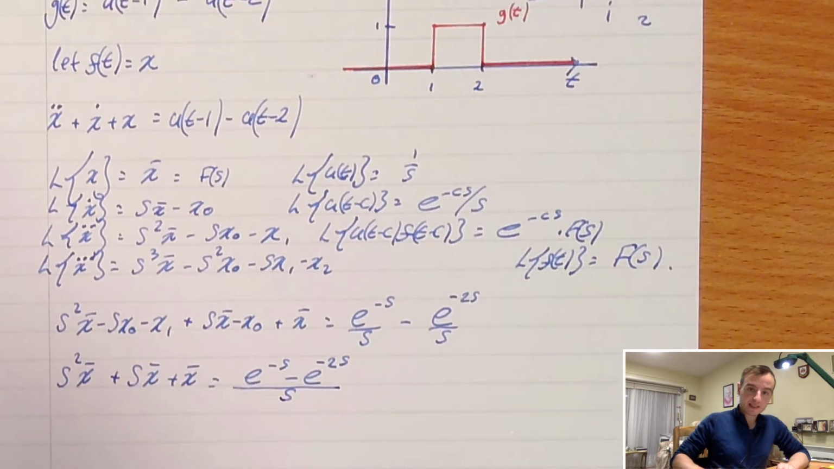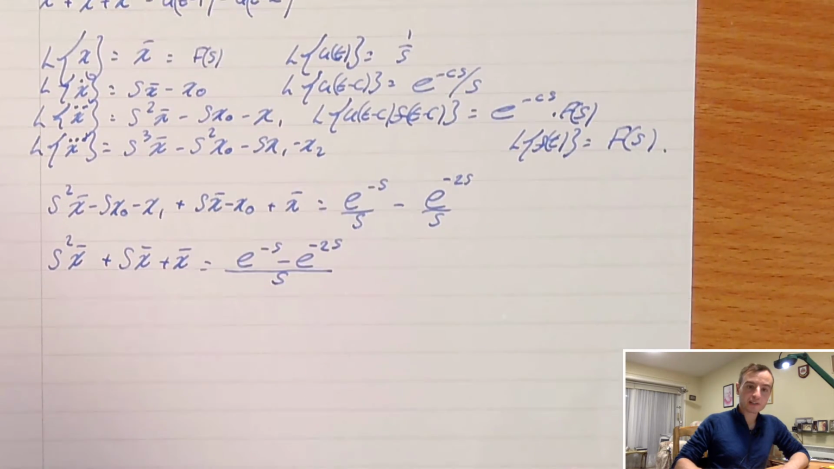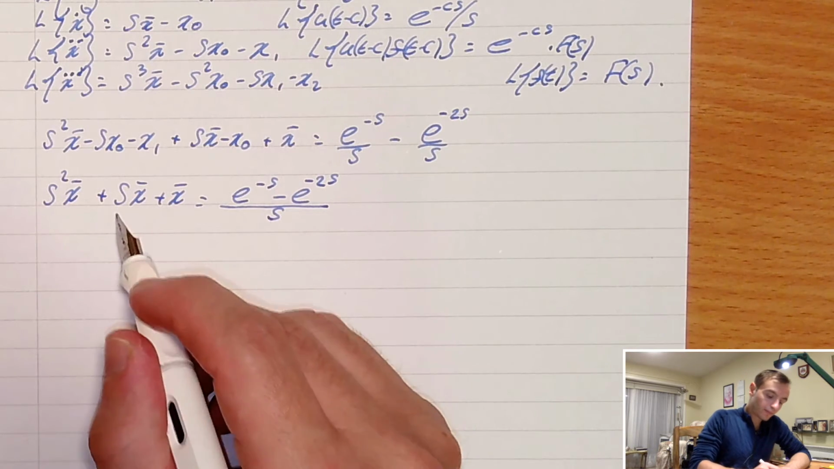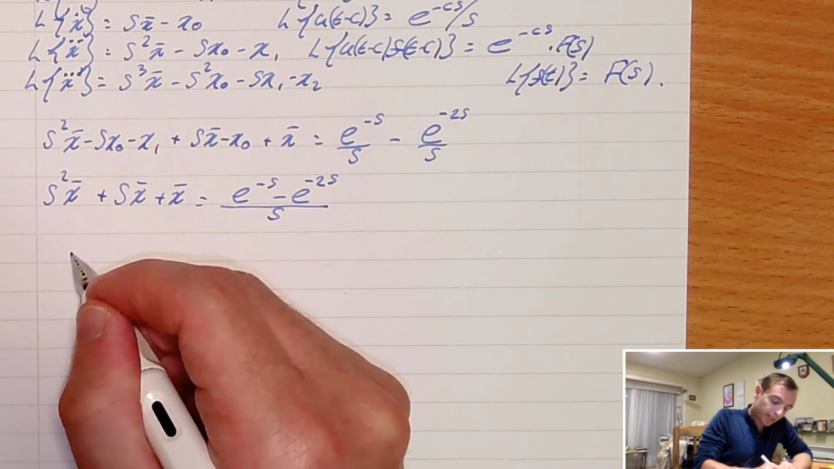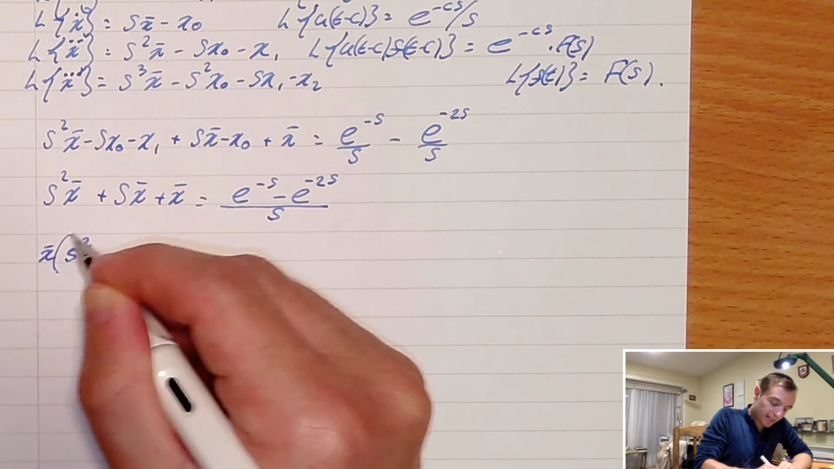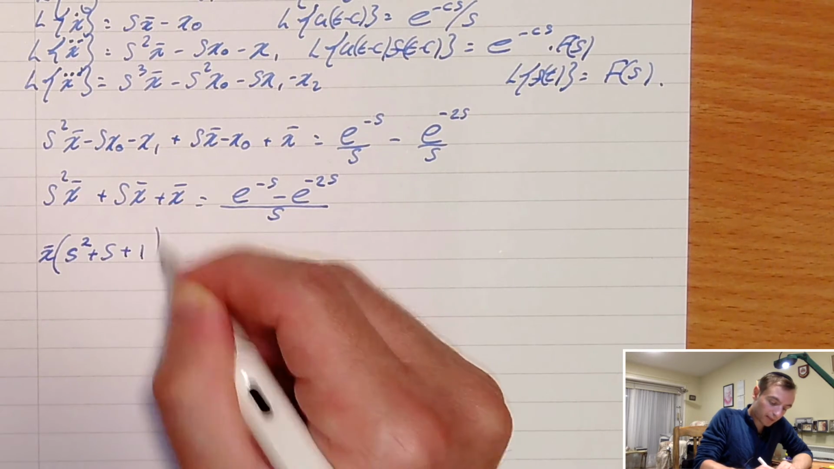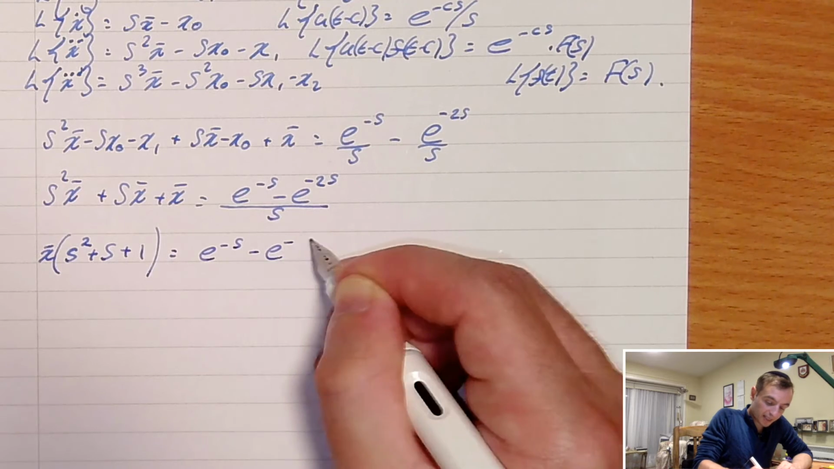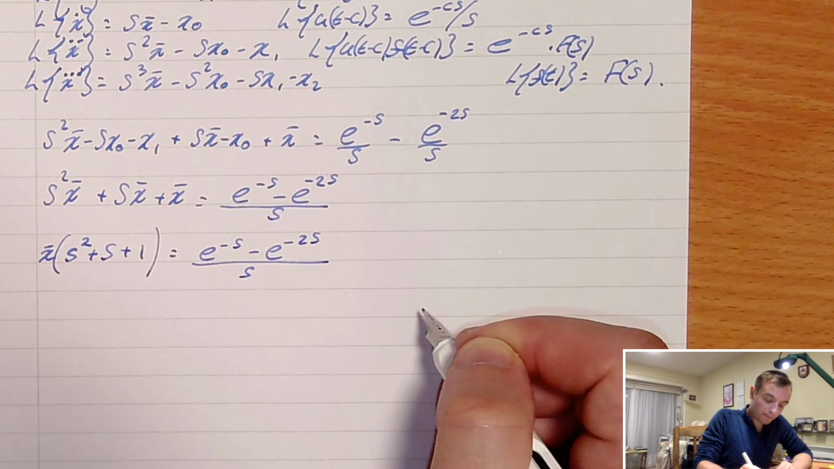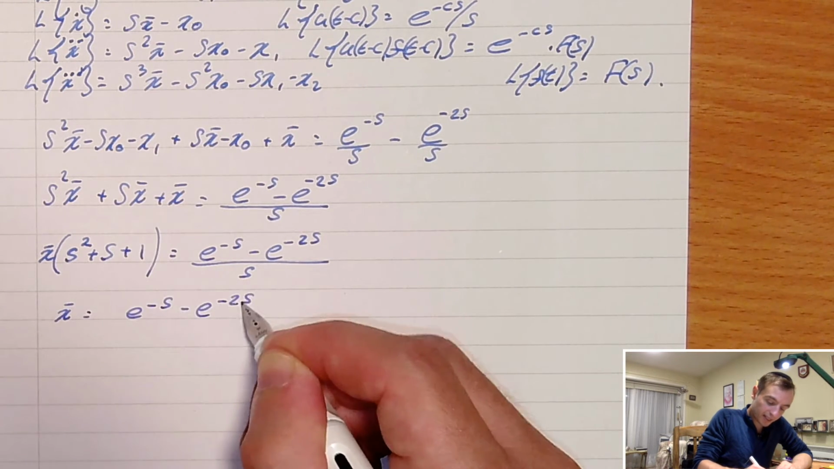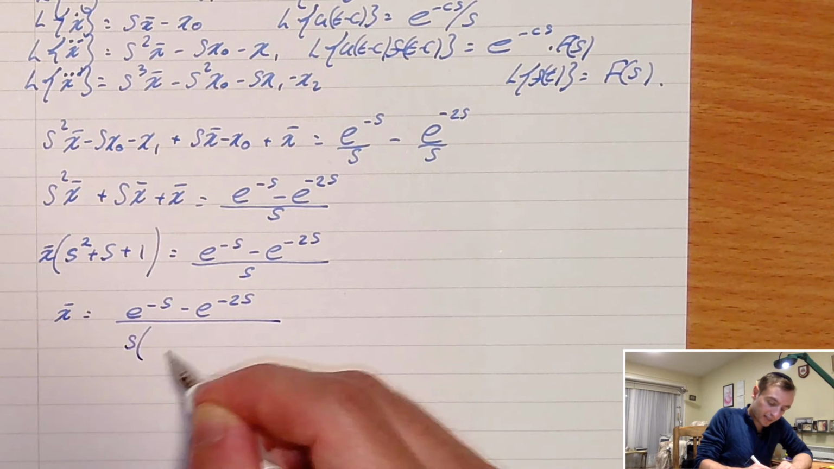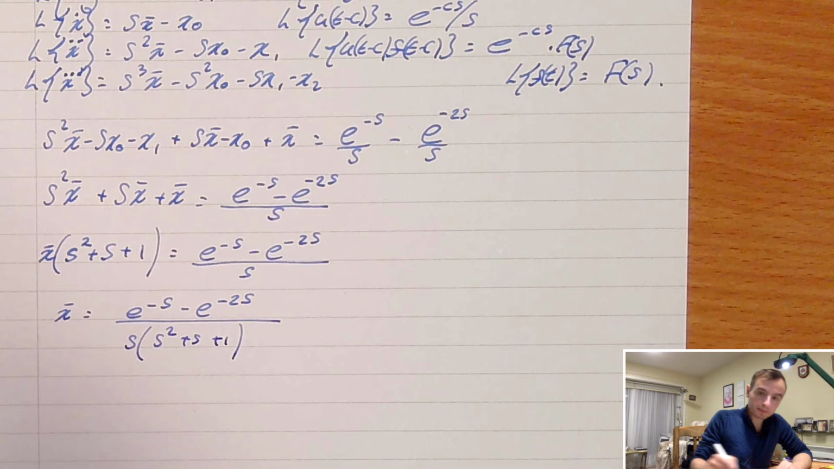So now what we can do is find an expression for x bar, and then take the inverse transform of what x bar equals, and that should give us x, i.e. f of t. This is always the general approach when solving differential equations using Laplace methods. So we can say that x bar times s squared plus s plus 1 equals e to the minus s minus e to the minus 2s on s. And therefore x bar equals e to the minus s minus e to the minus 2s on s times s squared plus s plus 1.